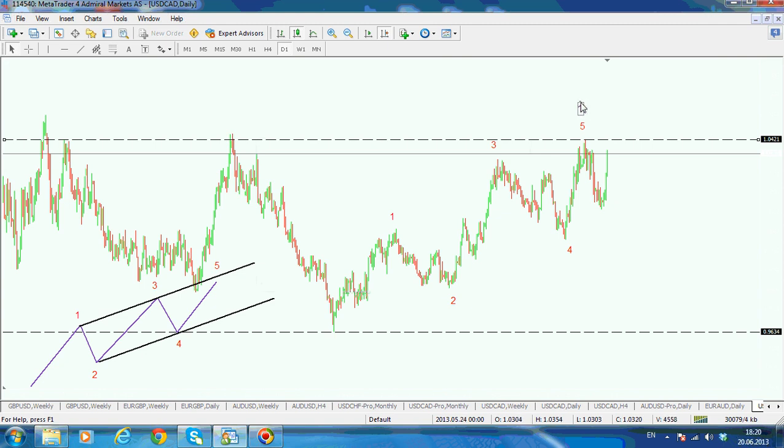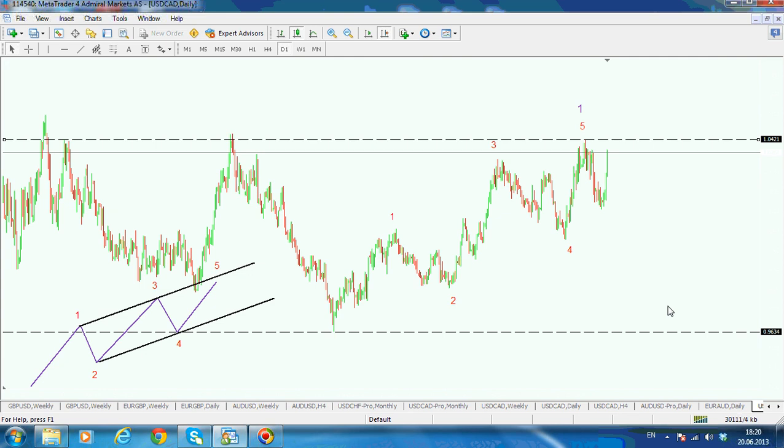And you might ask me, well, how come I'm labeling this 1, 2, 3, 4, 5 as a leading diagonal, and why not label it, I don't know, A, B, C, D, E, like a correction? Well, because of the rules of a leading diagonal that we are about to look at, this has a tendency of being a leading diagonal. So let's take a look at each and every rule that we have on that.